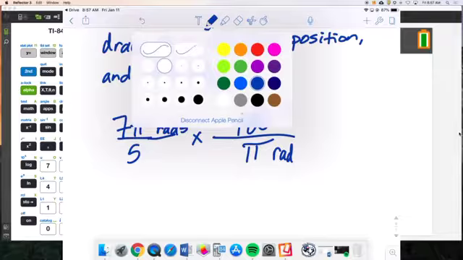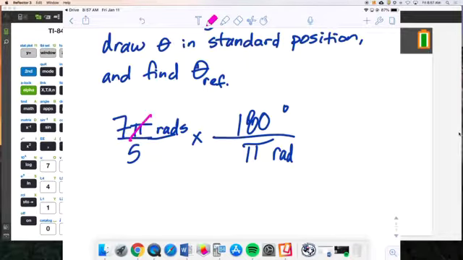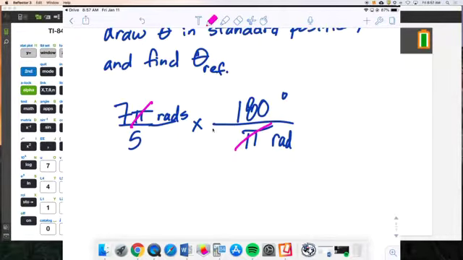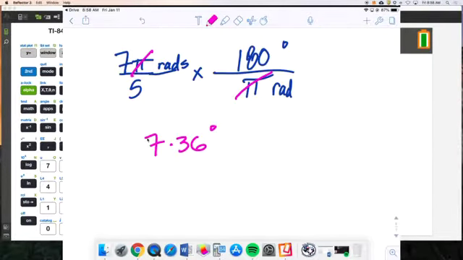And now we can look to see what happens here. Your pi's divide out, right? And now some of y'all picked up the calculator, right? 7 times 180 divided by 5. You could do that. Or you could do, without a calculator, 180 divided by 5. That would be what? 36, right? So it's 7 times 36 degrees. And then you can work that out. That's going to be 252 degrees. There you go.